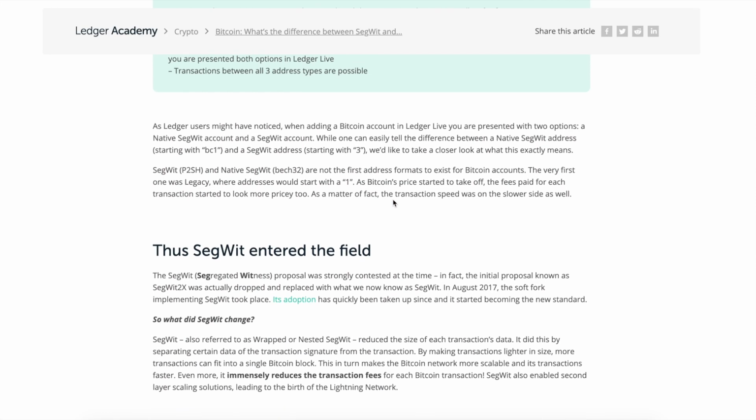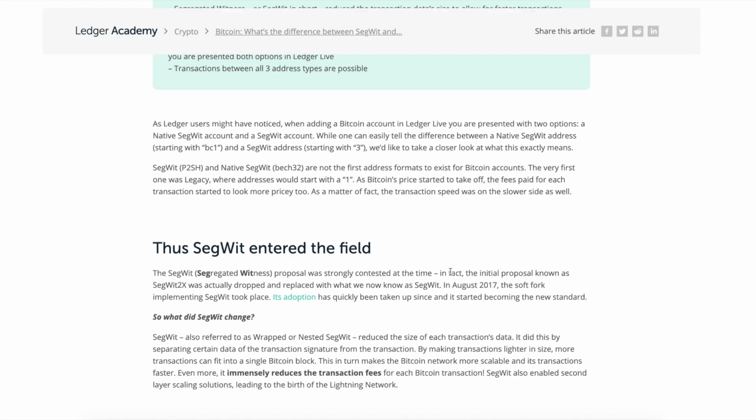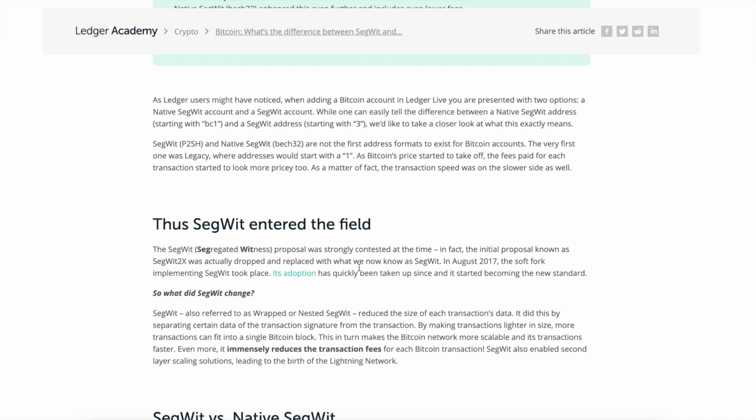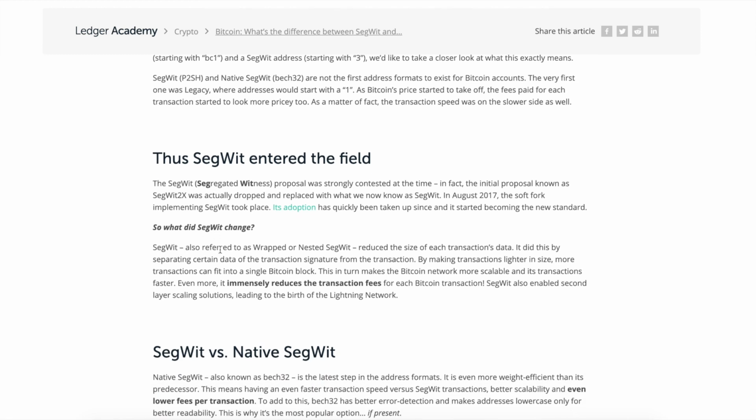So basically what SegWit is, is a ledger that is built on top of the actual original legacy blockchain. So instead, it'll actually explain it here. A native SegWit account and a SegWit account are built as a witness proposal. So in August 2017, the soft fork that implemented SegWit took place. Its adoption was quick. So what did SegWit change? SegWit, also referred to as wrapped or nested SegWit, reduced the size of each transaction's data, further allowing more transactions to be on the block, which reduces the transaction fees.